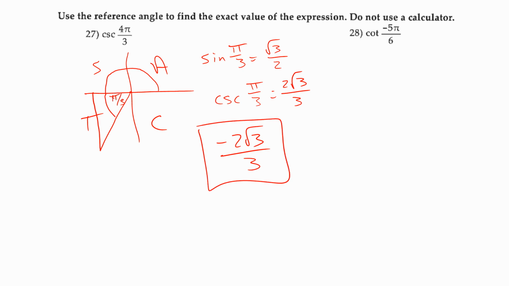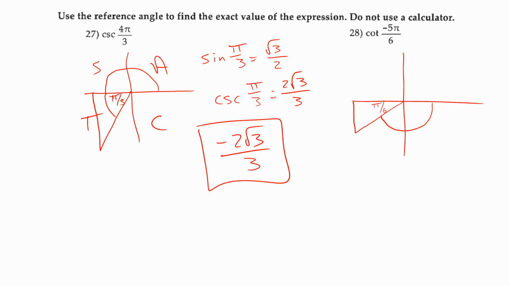Negative 5 pi over 6. Let's go ahead and add a full circle on this one. We can just go in the negative direction. So negative 5 pi over 6. The half circle would be 6 pi over 6. So there's 5 of them. We'd be left over with 1 pi over 6 in here.